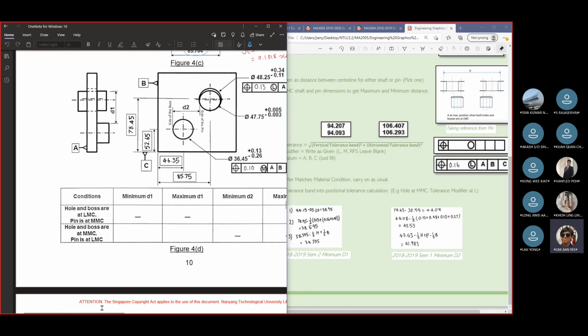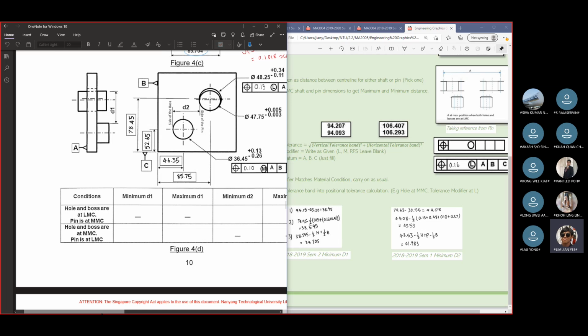So now we move on to the next step. They tell you that hole and boss at LMC, so I'm going to write that down first. So don't forget, LMC. For the first two, you'll take the bottom one. If there's a dash there, you don't have to do it. Okay, so I'll do the bottom one first. So hole and boss are at MMC.